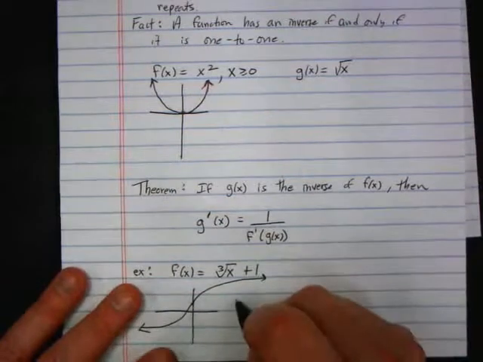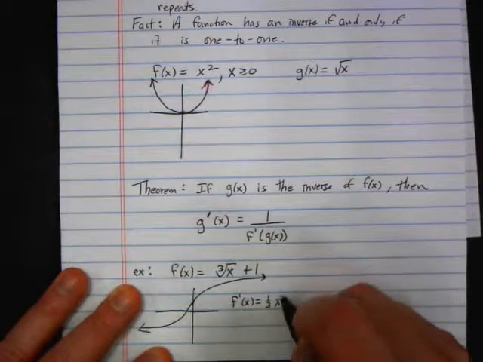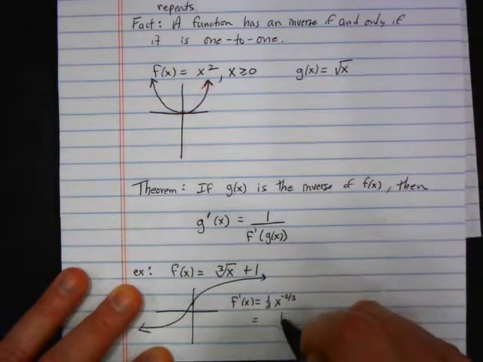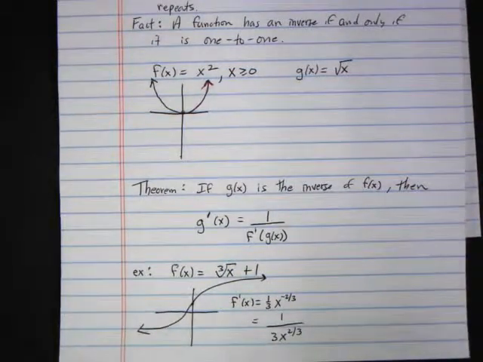What's the derivative of this function? 1/3 x to the negative 2/3, which is 1 over 3x to the 2/3. So how does that convince me that that function is one-to-one? You could ask yourself, are there any critical points? Because critical points are where turning points happen. So where it would go from increasing to decreasing, it would go up and then down, or down and up. What can you tell me about this derivative?